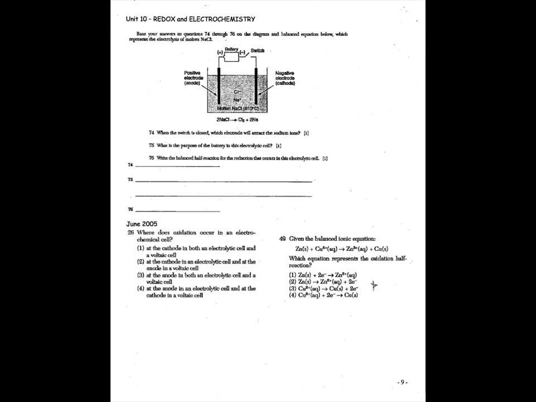Okay, when the switch is closed, which electrode will attract the sodium ions? So the cathode is where reduction occurs, whereas the positive electrode, the anode, is where oxidation occurs for this electrolytic cell. Okay, and so here we can see that sodium ions go from Na plus to Na, so it's the one getting reduced. So Na plus are going to travel to the cathode.